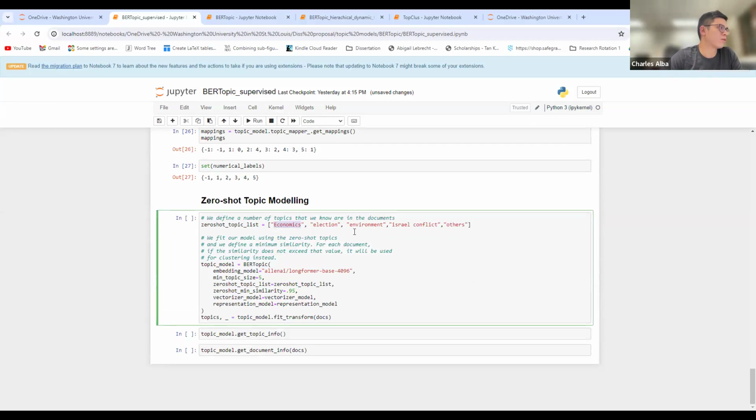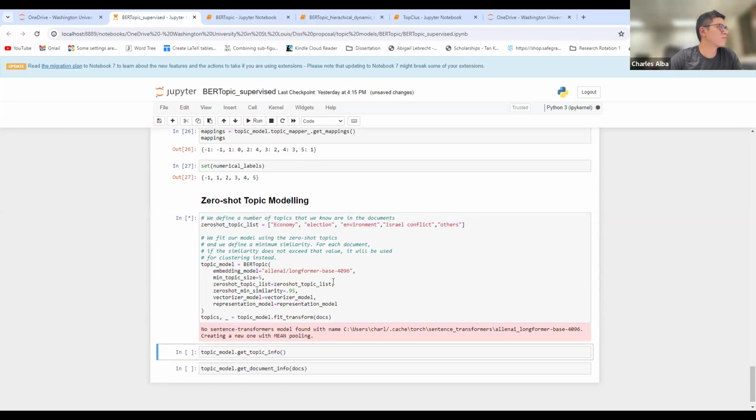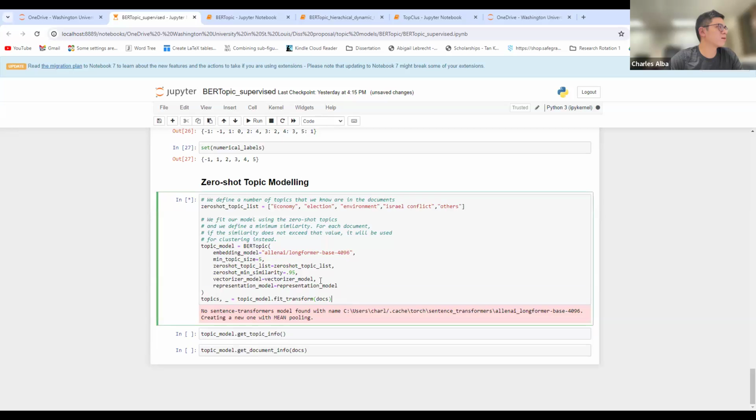So like I said, from everything that we have gathered so far, I could tell it's economics. Actually, I should say economy. Economy, election, environment, Israeli conflict, others, right? So let's put it in and tell the large language model to help me give more coherent sentence outputs based on that. So we can elaborate the minimum topic size that we want to consider and the zero-shot similarity.